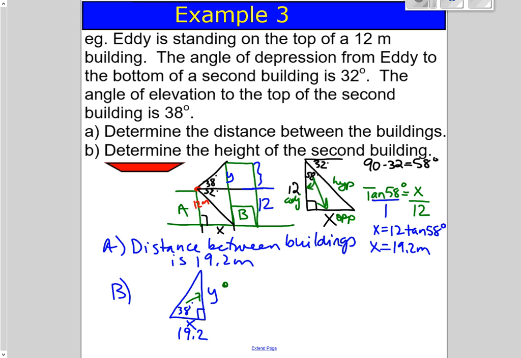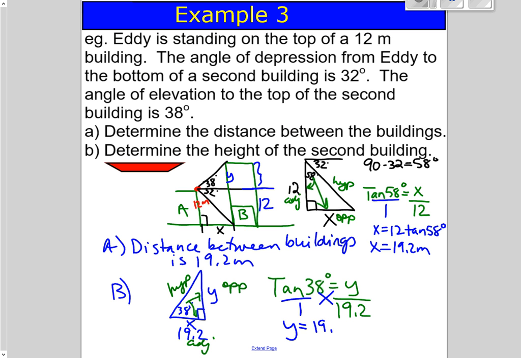Now if I label my sides, Y is opposite, 19.2 is adjacent, and then I have my hypotenuse. Again, looking at my trig ratios, which one has opposite and adjacent? It's going to be tan. So tan of 38 degrees is equal to my opposite side, which is Y, over my adjacent side, which is 19.2. I cross multiply that, and I get Y equals 19.2 tan 38, which is 15 meters. Okay, so our Y value is 15 meters.